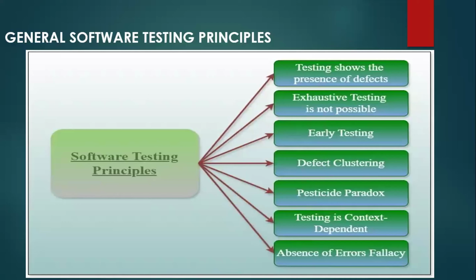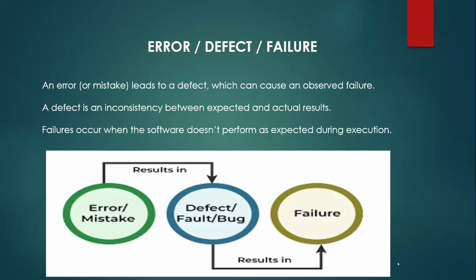Test defects are failure. An error is a mistake that leads to a defect, which can cause an observed failure. The error is a human mistake. An error appears not only due to a logical mistake in the code. People make mistakes during the different phases of software development, and the error will then lead to a defect or bug, which now results in system failure.